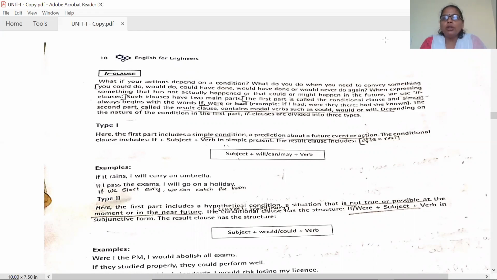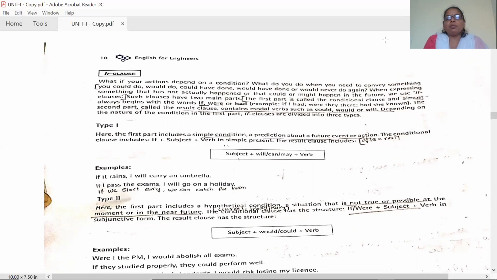What do you do when you need to convey something? You say you could do, could have done, or would never do again. When expressing something that has not actually happened, or that could or might happen in the future, we use if clauses. I hope you're clear with that.